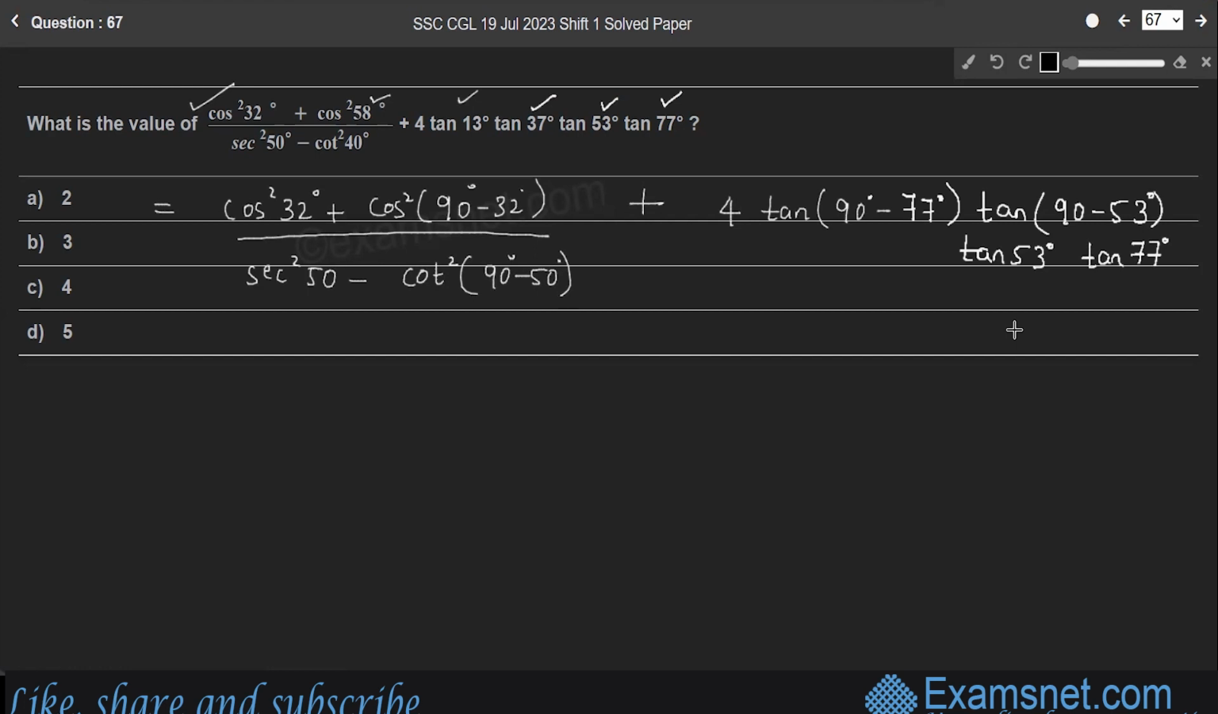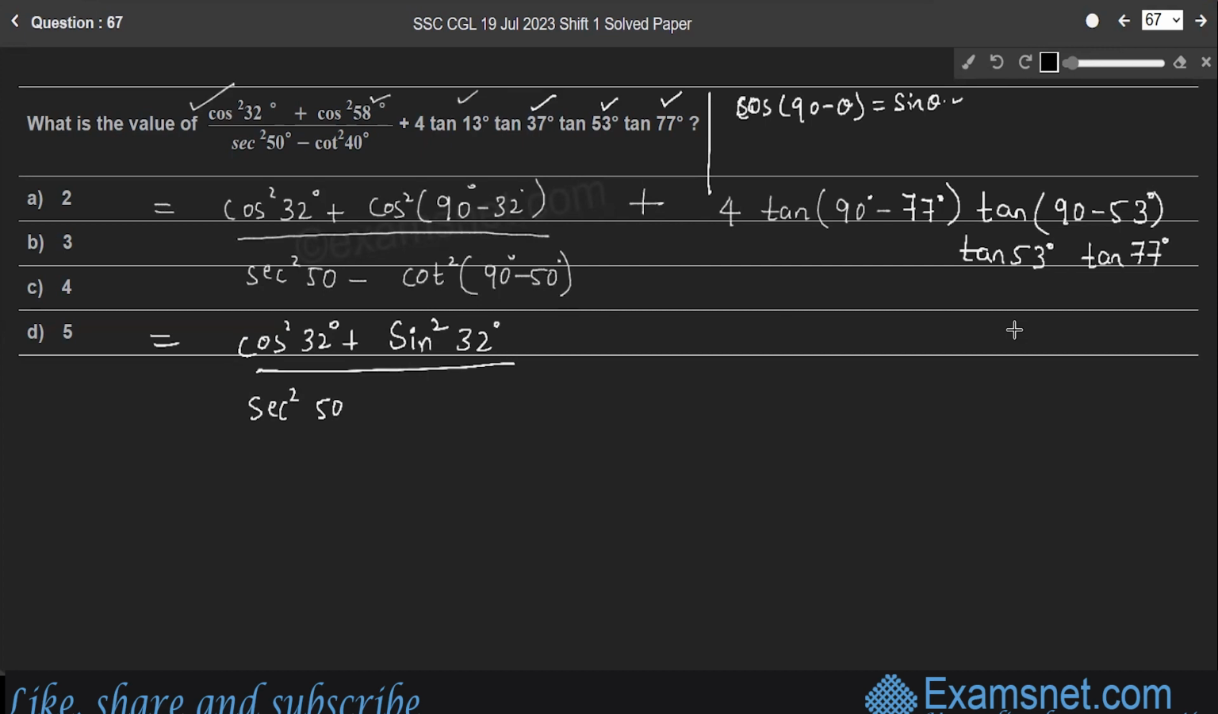77 degree, right? So the given expression is equal to cos square 32 degree plus... we know that cos of 90 minus theta is always sine theta. So I'll write the trigonometric functions here. Cos of 90 minus theta is always sine theta. Apply the same rule here. So cos square 90 minus theta is sine square theta. Since it is cos square, sine square theta is 32 degree, divided by, denominator becomes secant square 50.